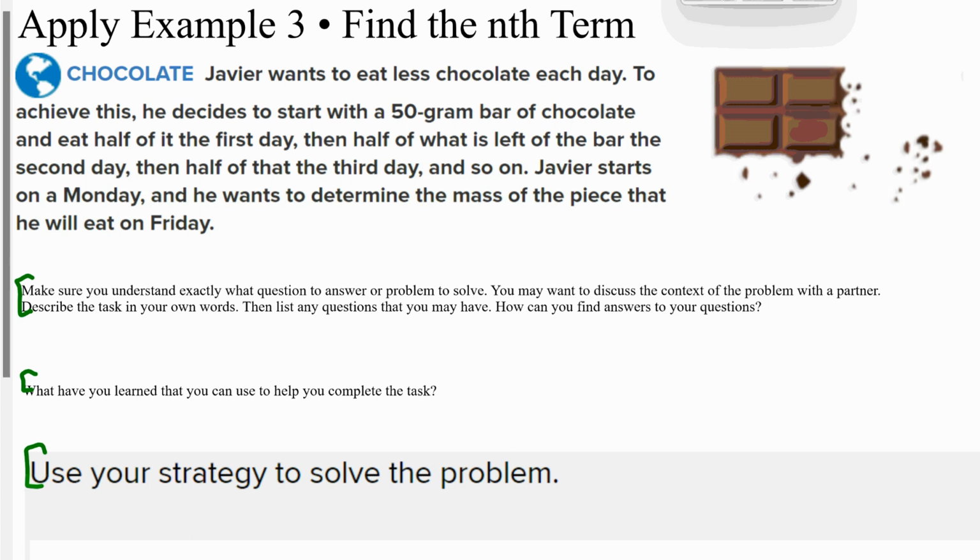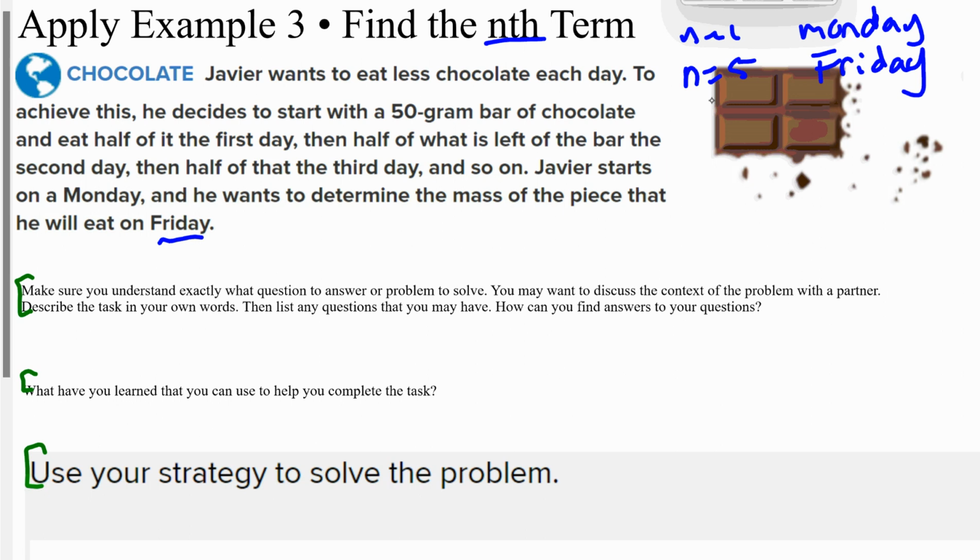Javier's eating starts on Monday, and we want to know by Friday. Well, what about Saturday and Sunday? So the nth term is just how many days from the beginning, right? So n equals 1 would be Monday. And we want to find the nth term. Well, they say that's Friday, right? So that would be Tuesday, Wednesday, Thursday, Friday. So 5 days, right? So n equals 5 would be Friday. So they want to find n equals 5.